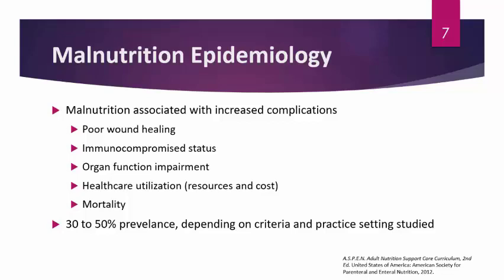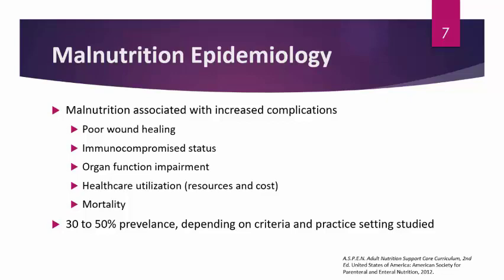But malnutrition is a risk factor that can actually potentiate further illness and further need for a hospital stay, and even further need for post-hospital care, such as that which you would get in a skilled nursing facility or a nursing home. In addition, malnutrition is associated with mortality.